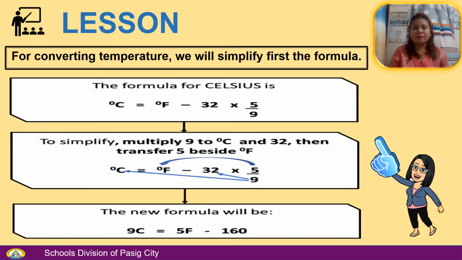For converting temperature, we will simplify first the formula. The formula for Celsius is degrees Celsius is equal to degrees Fahrenheit, subtract 32, multiply by 5, divide by 9. To simplify, multiply 9 to degrees Celsius and 32. Then transfer 5 beside degrees Fahrenheit. The new formula will be 9C is equal to 5F minus 160.